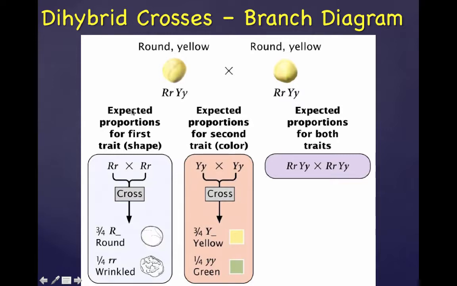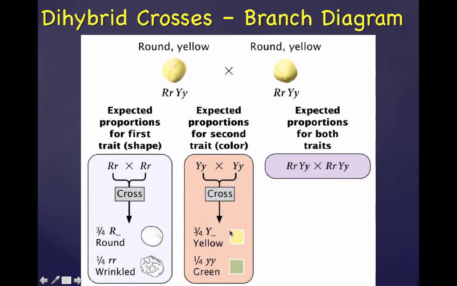So if we look at shape first, we know that the parent is big R, little r, and so the probability that they pass their traits on comes to a 3-to-1 ratio. So 3/4 of the offspring are going to be round, which means that they have the big R in at least one loci within their genotype. That's going to result in a round phenotype. And 1/4 of them are going to be homozygous recessive, meaning that they have a little r, and they're going to have a wrinkled phenotype.